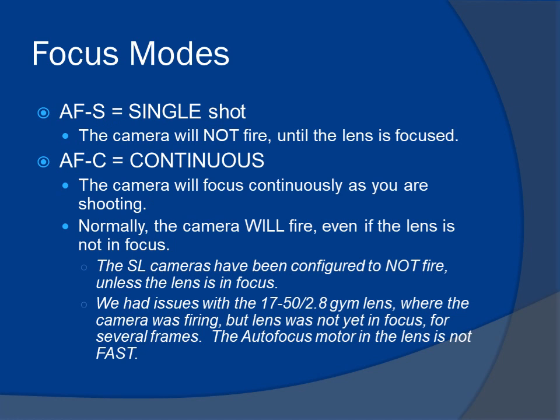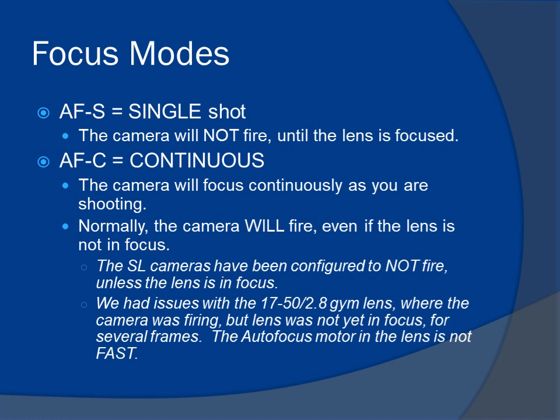Focus mode, AF-S single. The camera will not fire until the lens is focused. AF-C is continuous. The camera will focus continuously as you are shooting, primarily for burst shooting. Normally, the camera will fire even if the lens is not in focus.